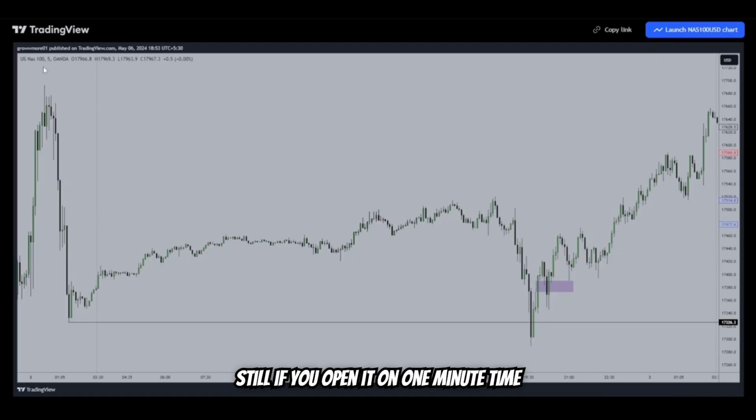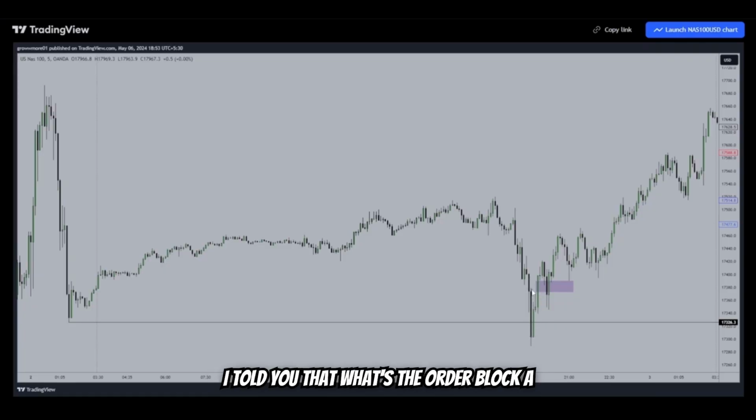But still, if you open it on a 1 minute time frame, because it's a 5 minute time frame chart, this will be a very good fair value gap. But why doesn't this work? Because the high time frame narrative tells that price has taken the sell side liquidity. So that's why it will not work. That's why this fair value gap worked, because first price went down and took the liquidity.